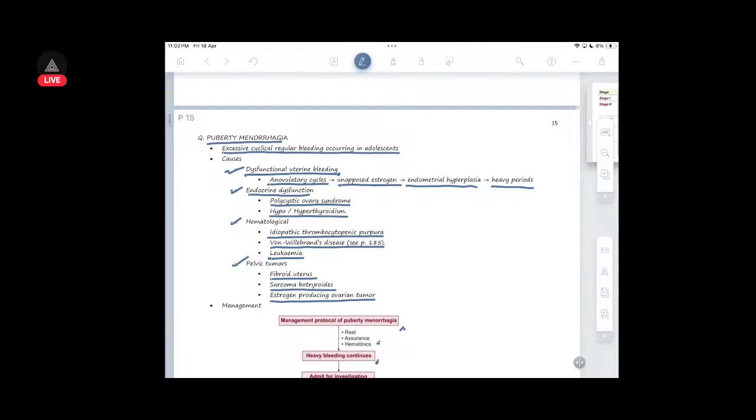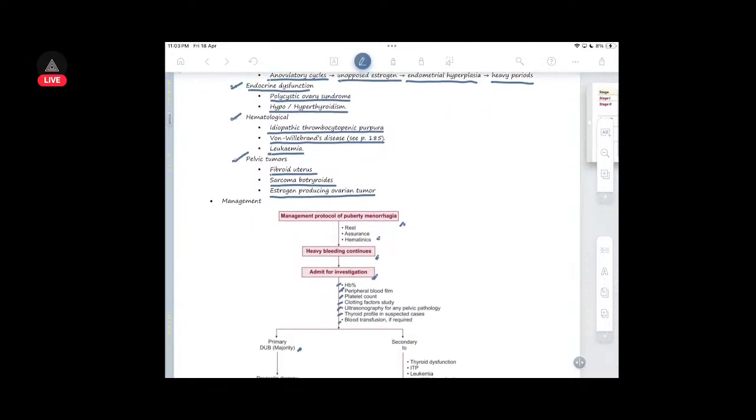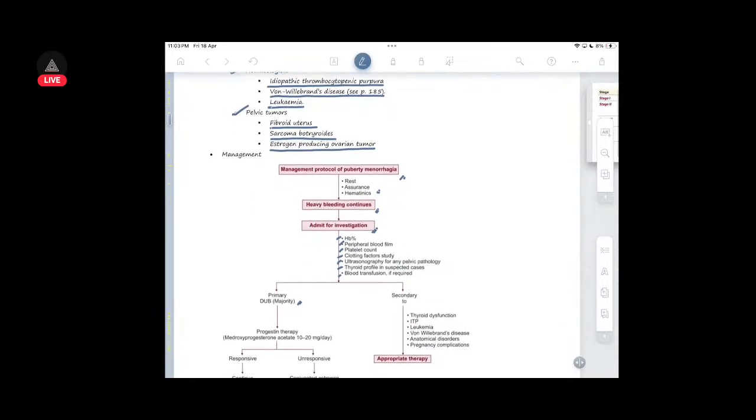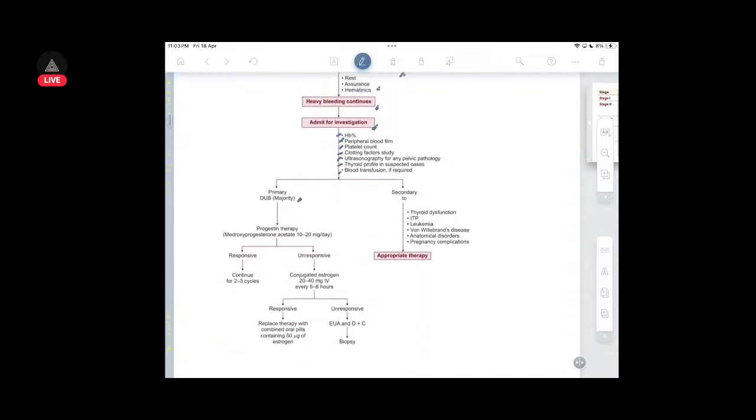The causes are anovulatory cycles, unopposed estrogen, and endometrial hyperplasia leading to heavy bleeding. Endocrine dysfunction will lead to polycystic ovary syndrome and hypo and hyperthyroidism. And hematological, you'll have idiopathic thrombocytopenic purpura or von Willebrand's disease and leukemia. Pelvic tumors, you have fibroid of the uterus, sarcoma botryoides, and estrogen producing tumor. Then you aim for investigations.